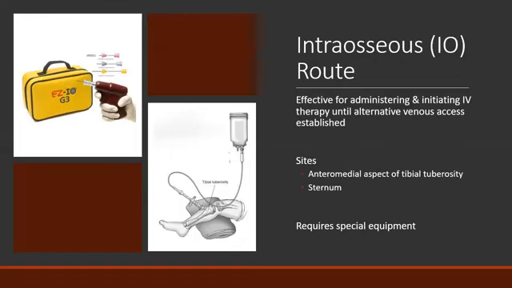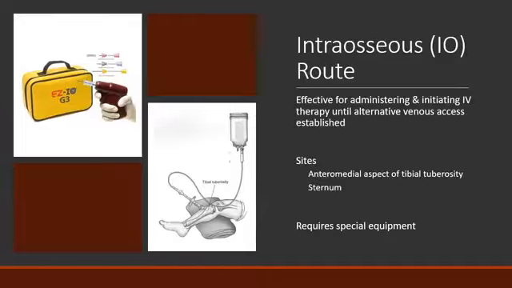What about some alternative routes? Well, let's look at the intraosseous route. That's one that can be used in emergency situations. It's effective for initiating IV therapy, typically until they're able to establish more traditional intravenous access. As far as the sites, the sternum can be used, but typically it's the anterior-medial aspect of the tibial tuberosity.